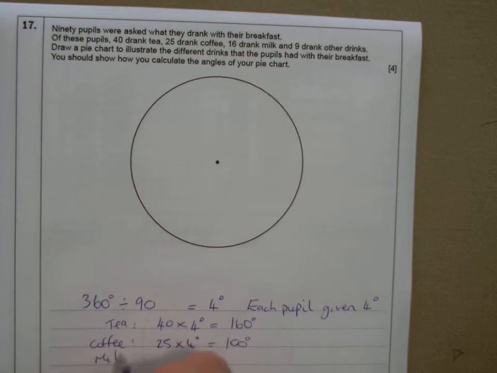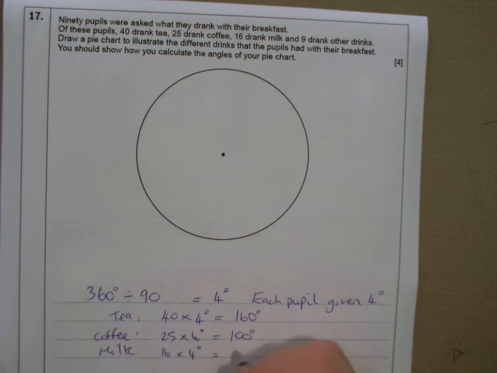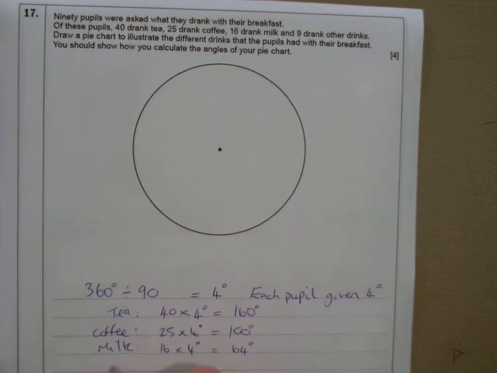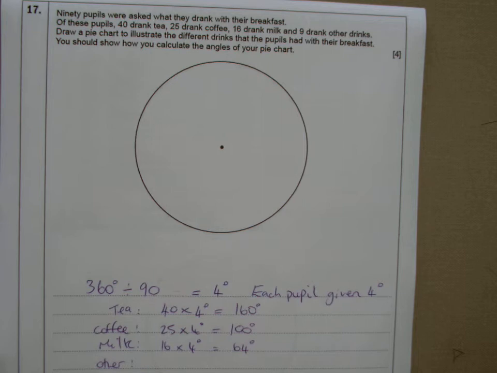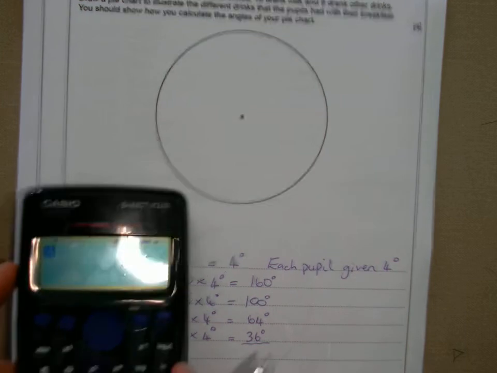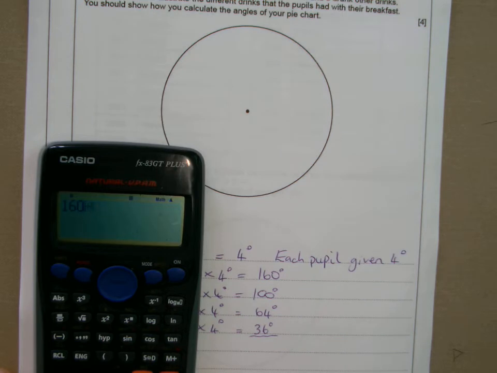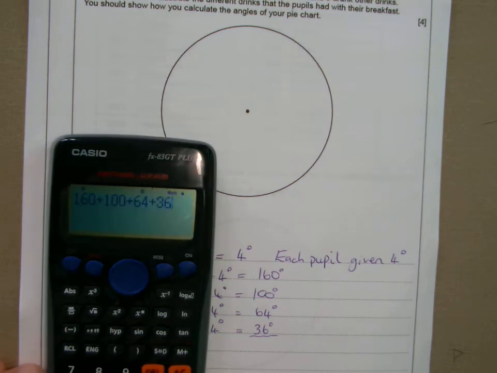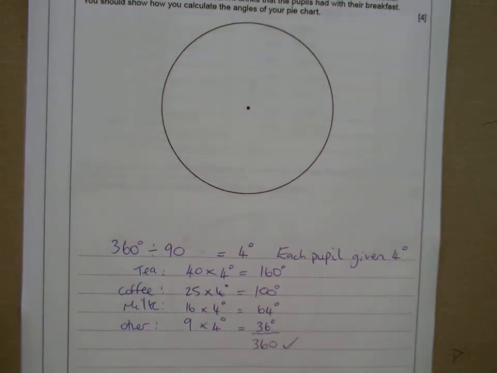Then you've got milk. So 16 pupils drank milk. So 16 times 4. Okay, work that out, you get 64 degrees. And then 9 chose a different drink, or other, that we can write down. Because there's 9 of them, it's 9 lots of 4 degrees, 36, okay? Now, a good way to check that you've done this right is to just add all these up. So we'll check that on our calculator. 160 plus 100 plus 64 plus 36. It should come to 360, and indeed it does, okay? So we can give ourselves a tick there to show we've done it right.